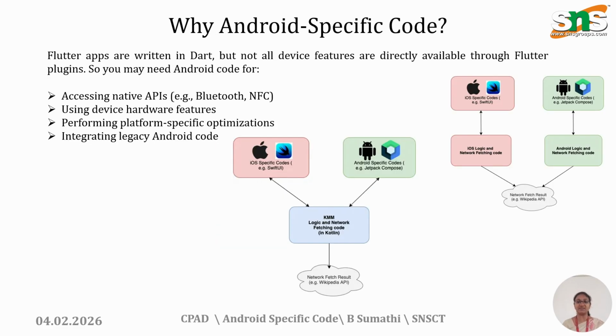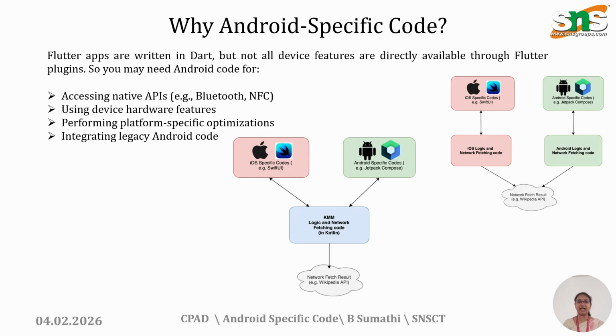Why Android specific code? By the images we can identify. On the right side image, can you see, if you develop an application for iOS and another for Android, each must be specified only for its platform. Whereas in Flutter, if you are developing an application for iOS and for Android, it can be done in a single code and the application can run on any platform.